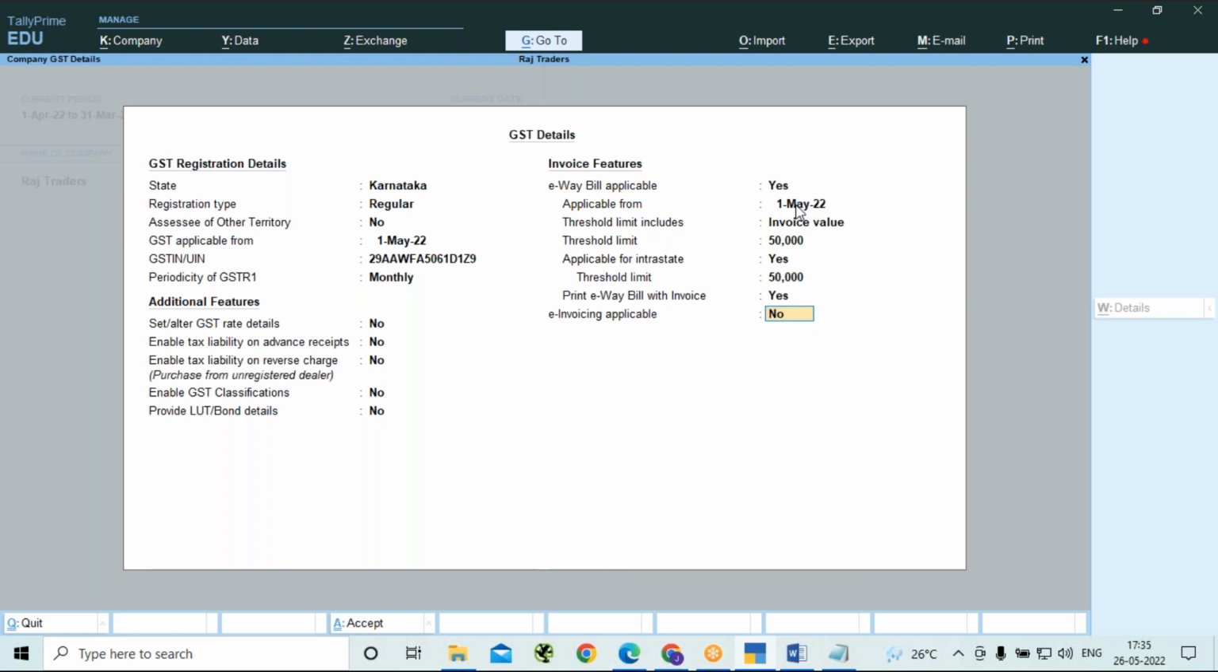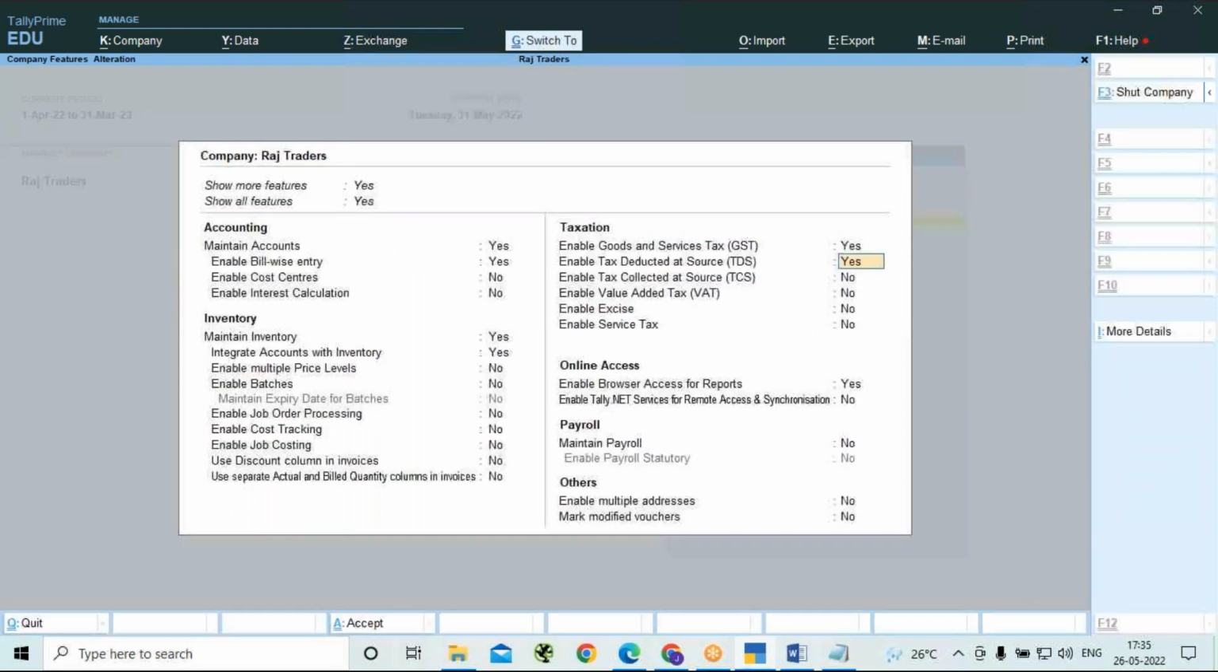Okay, so is there any option we have left out or you have not understood? Let me know. Except additional features. Is there anyone online? Okay, so let me accept the screen and accept the F11 features.